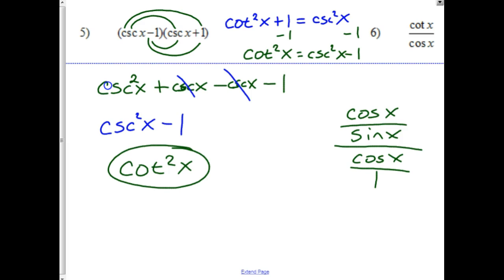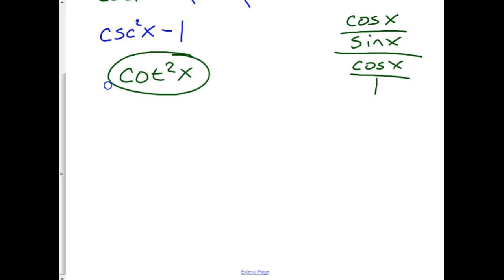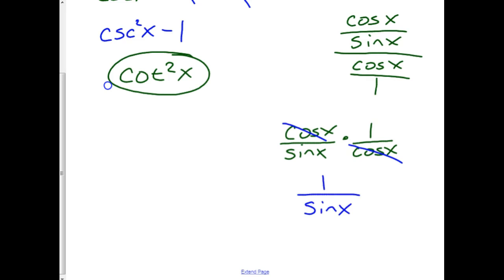Anyone kind of think about why I did that? Okay. What do you have to do when you divide fractions? You flip the bottom and you multiply, right? So what does that actually look like? That's going to look like this. Cosine x over sine x times 1 over cosine x, right? If I flip the bottom and multiply, well, hopefully you can see the cosines are going to cancel. You're left with 1 over sine x, which happens to be cosecant x. There's our answer.